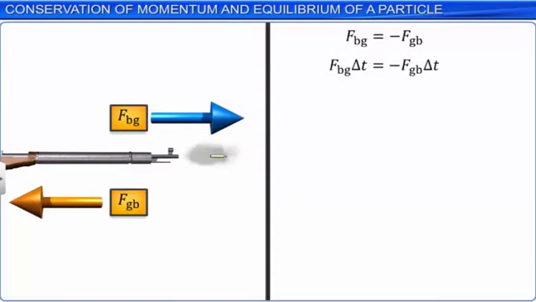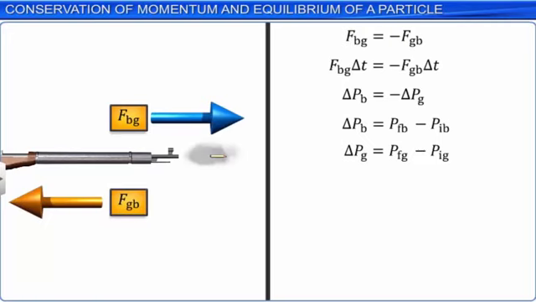If delta t is the short amount of time for which Fbg acts, it is the same time during which Fgb acts. From Newton's second law of motion, the product of Fbg and delta t is the change in momentum delta Pb of the bullet. Similarly, the product minus Fgb delta t is equal to the change in momentum delta Pg of the gun.